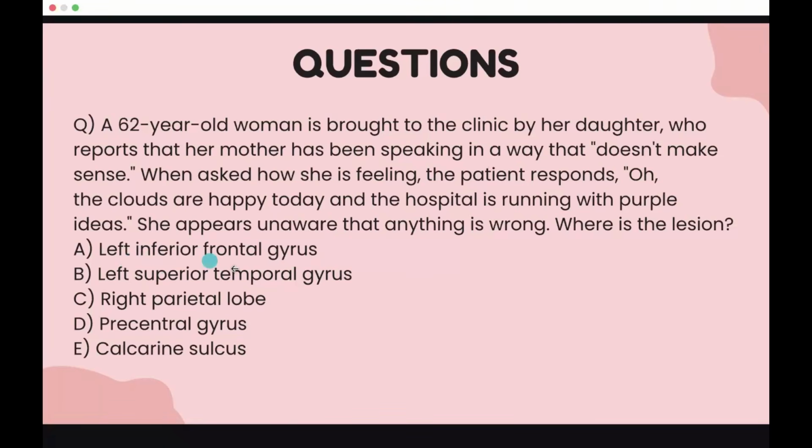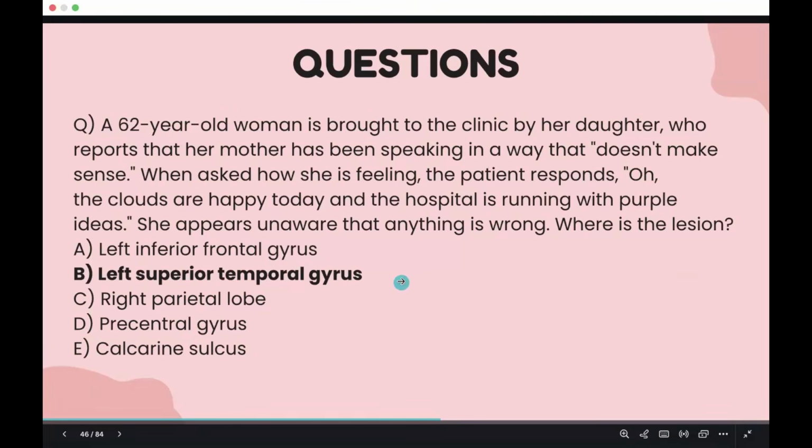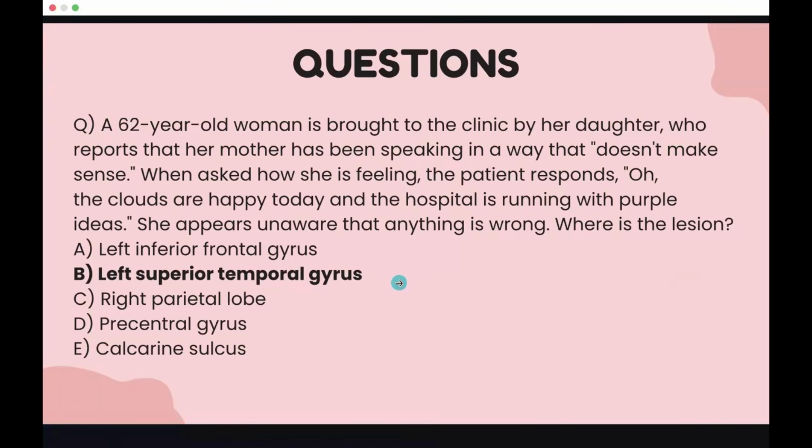A, left inferior frontal gyrus; B, left superior temporal gyrus; C, right parietal lobe; D, precentral gyrus; and E, calcarine sulcus. The answer is B, left superior temporal gyrus. I hope you remember when we discussed it. They are speaking normally, but they are unconscious about how they do not make sense. You get me?